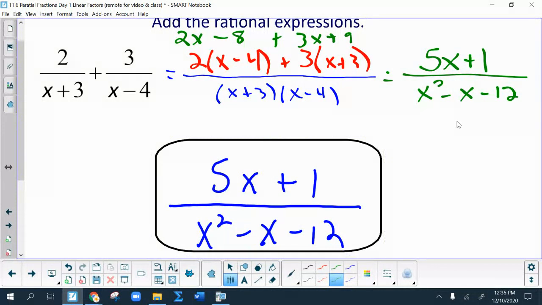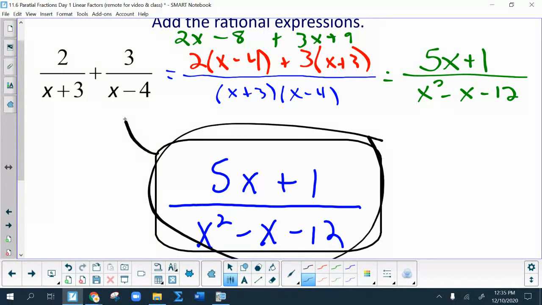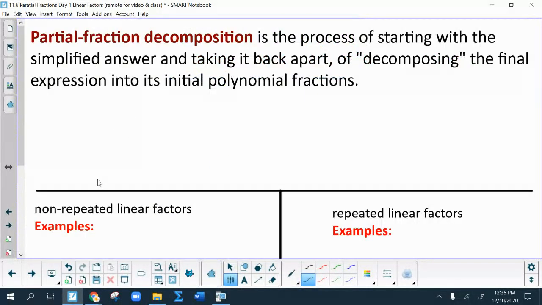And what we are learning to do today then is to start with this and break it down, or decompose it, back to where it kind of looked like it began. So going backwards, taking this and going backwards to this. It's the process of starting with the simplified answer and then taking it back apart, so you're decomposing it.